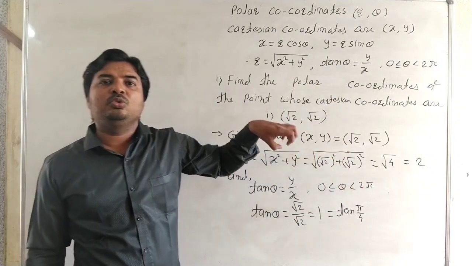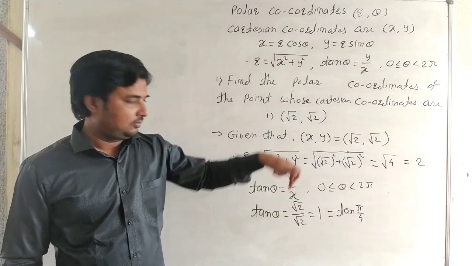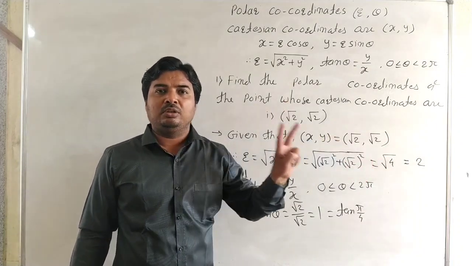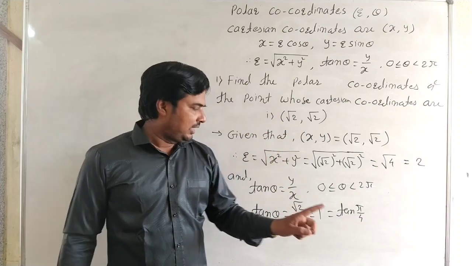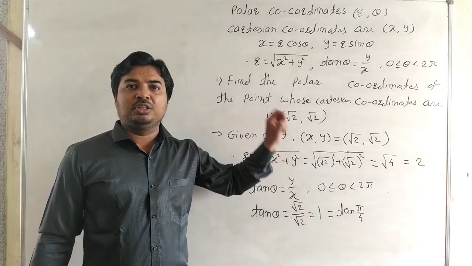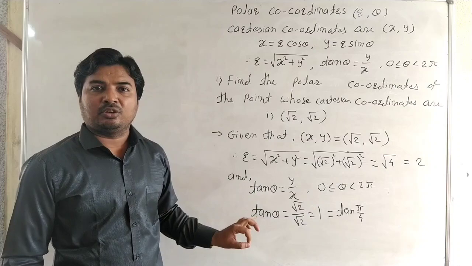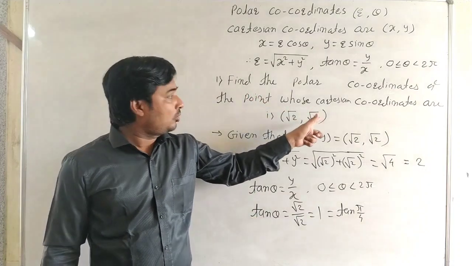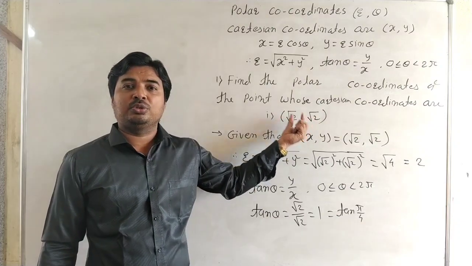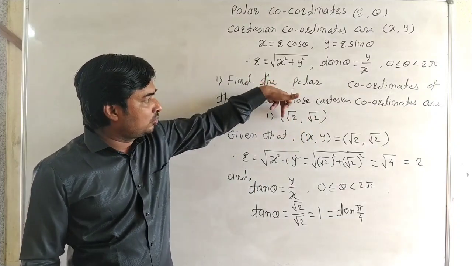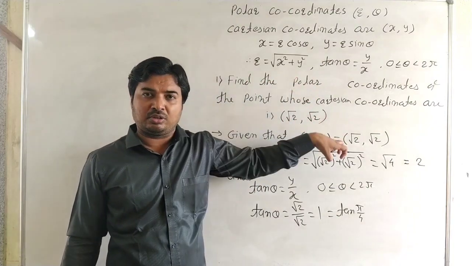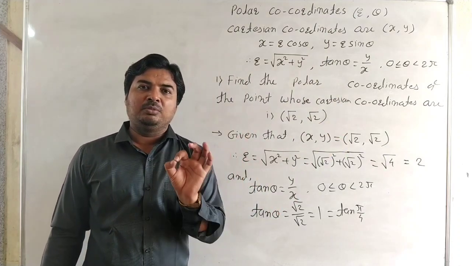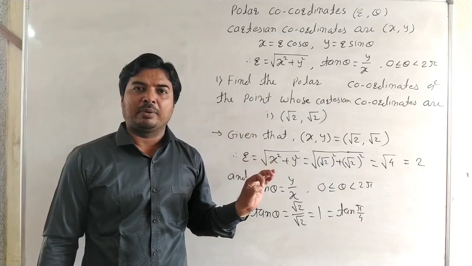That means there are two values of theta. Theta is between 0 and 2 pi, so there are two values of theta. Here tan theta is positive in the first quadrant and the third quadrant, but our Cartesian coordinates root 2 comma root 2 are both positive. That means the point lies in the first quadrant, so theta is the acute angle between 0 and pi by 2.